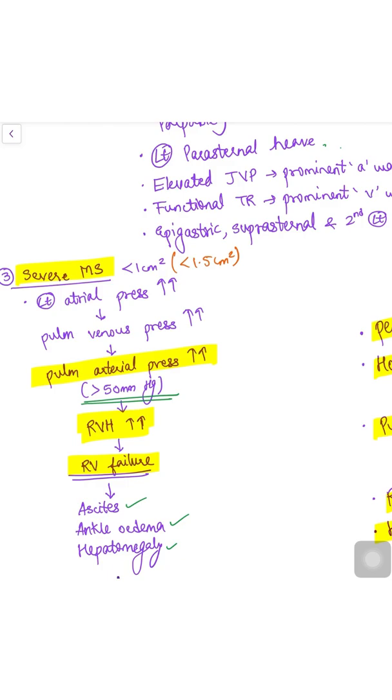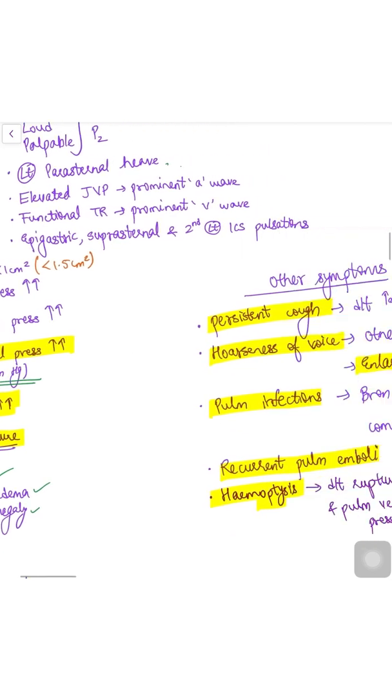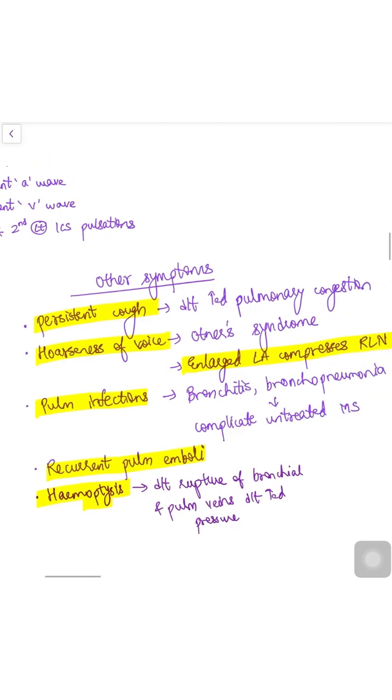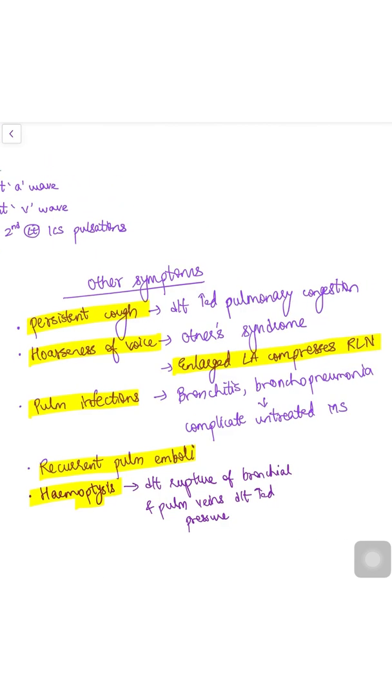What are the other symptoms that the patient can present with? Other symptoms can be persistent cough, mainly due to increased pulmonary congestion. Because the LA pressure rises, it gets transmitted backwards, there is a pulmonary congestion, which can lead to a persistent cough. Recurrent pulmonary infections like bronchitis, bronchopneumonia, again because of increased pulmonary congestion. There can be a hoarseness of voice, Ortner's syndrome. Why? Because the enlarged LA compresses the recurrent laryngeal nerve.